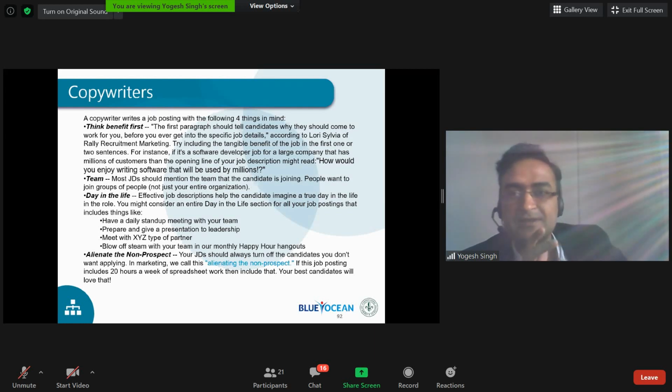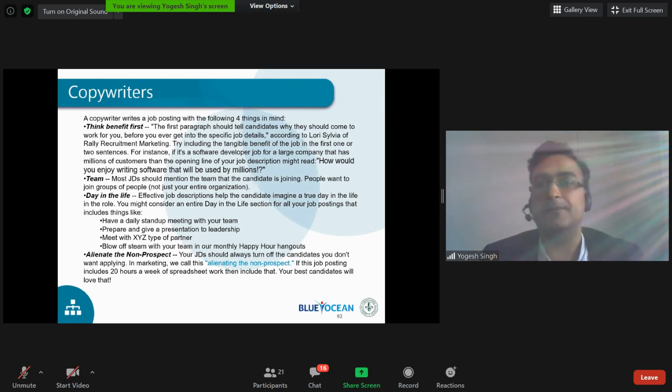You can talk about the benefits, for example, a statement like, most of our employees enjoy working with us. Think about what is the benefit, what's in it for the job applicant. Second is team. You can mention which team he is joining, because people want to join groups of people, not just your entire organization. You can also mention the day in the life, which is rarely seen, but some good job descriptions will also give what kind of day you will have in this office. So you'll be having a lot of meetings, presentations, and so on.